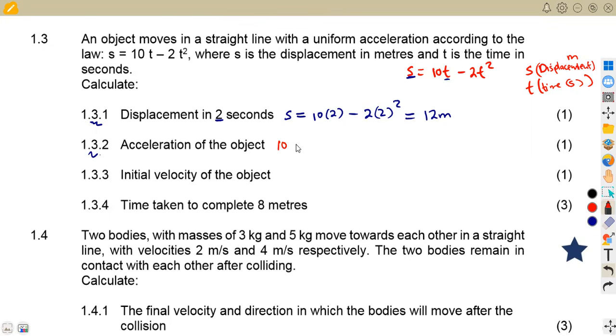So this is going to be 10 minus 4t. From our 4t, the value that is affecting our t in this case, which is negative 4, represents our acceleration, which is negative 4 meters per square second.